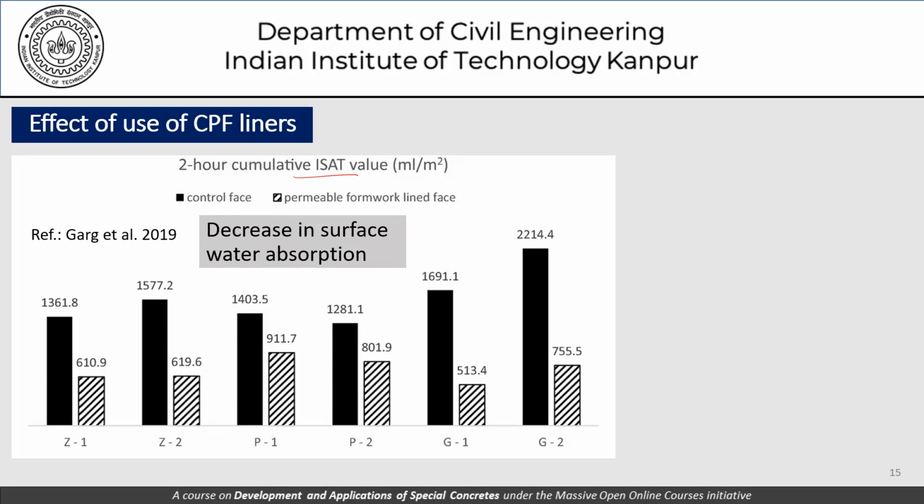How much is the reduction? How much is the initial value? Of course, it is a matter of experimental research, so let's not bother so much about it. But the fact remains that yes, if we have an appropriate CPF liner applied to the formwork at the time of construction, it will greatly help in reducing the surface water absorption, which is one of the measures of the permeability of the surface concrete.